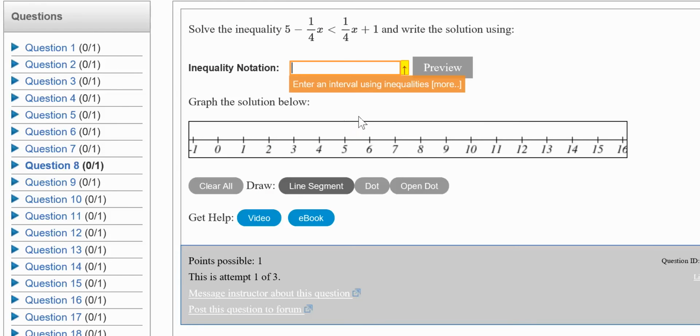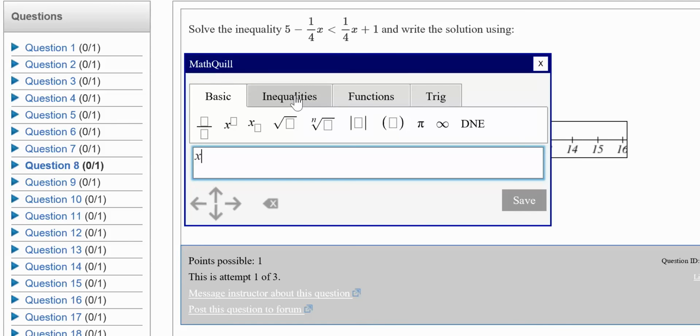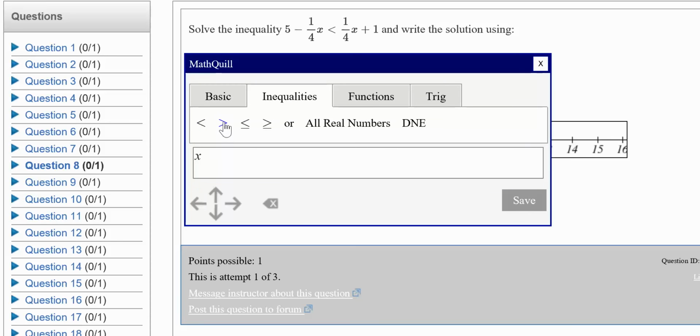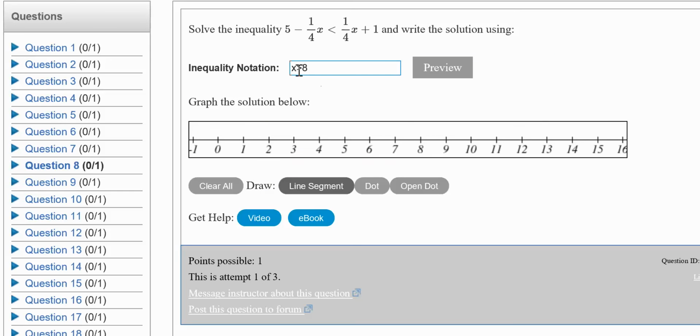All right, writing this as an inequality here, we will say x. Now we have to do greater than. There's a greater than inequality on your keyboard if you want to use that. If not, you can always just go here, and there's your inequality sets right here. So less than, greater than, that's what I want. I want an 8 in here. Now I want to click save. So there it is. You could also enter it as that.